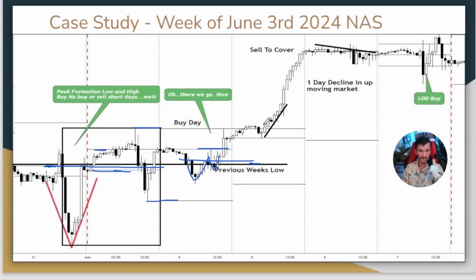All right, so we get our buy day, and then we have our trend day on the following day. We're selling to cover. We have a strong close that could indicate follow through either on the next day or maybe 2 days after. And we have 1 day of decline in what we believe to be an up moving market based off of opening range breakout, peak formation reset at previous week's low. We're in breakout mode. We have a strong close, 1 day of pullback, and then once again, a low of day buying opportunity from low of day back to high of day, and also high of week.